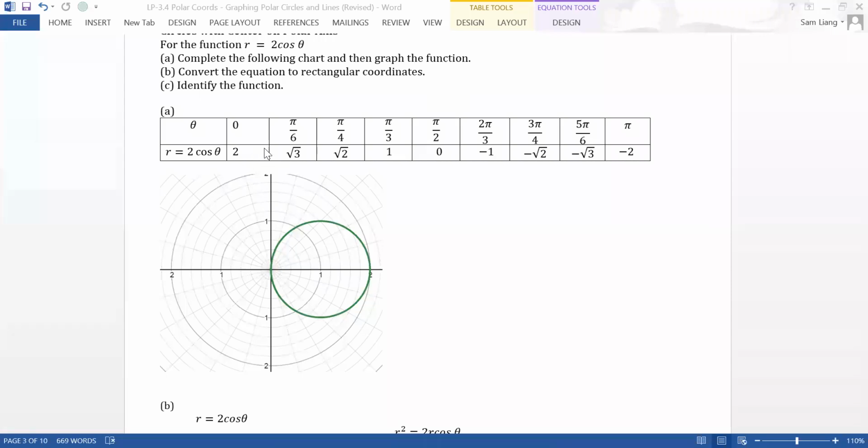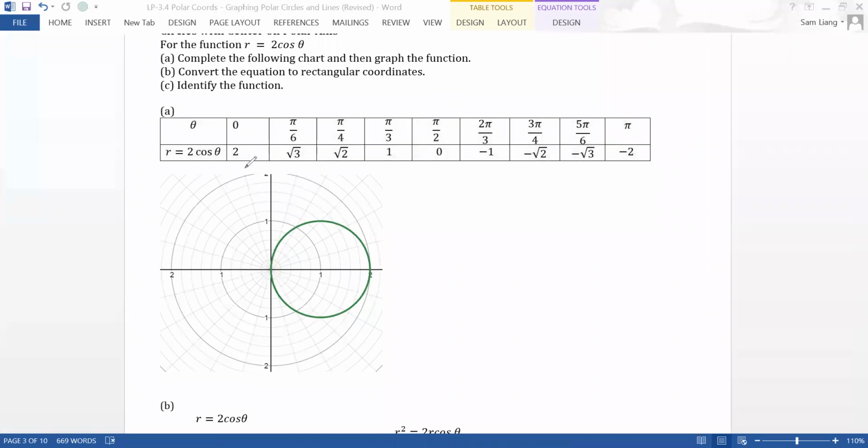Is anyone still copying this table down? I was going to plot the points, but just so you don't have to focus on two things at once. Let me just show you really quickly how to plot some of these points.